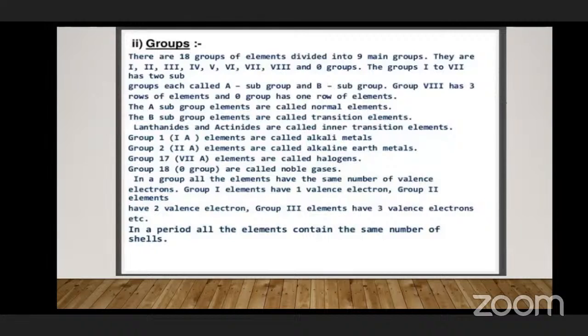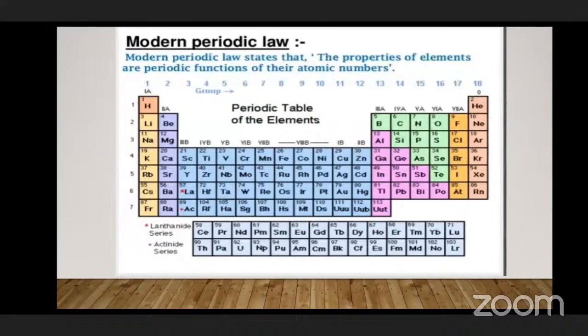In a group, all the elements have the same number of valency electrons. Group 1 elements have one valence electron. Group 2 elements have two valency electrons. Group 3 elements have three valency electrons. In a period, all the elements contain the same number of shells; we have already discussed that. Again, see here: all first A group elements have only one electron in the valency shell.